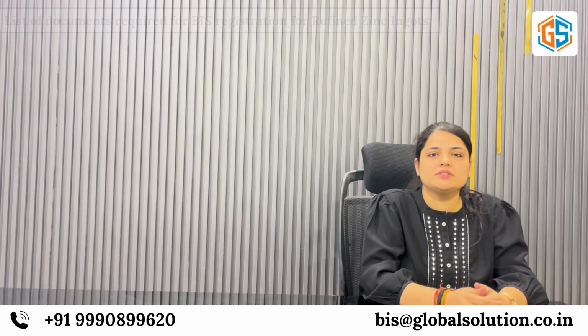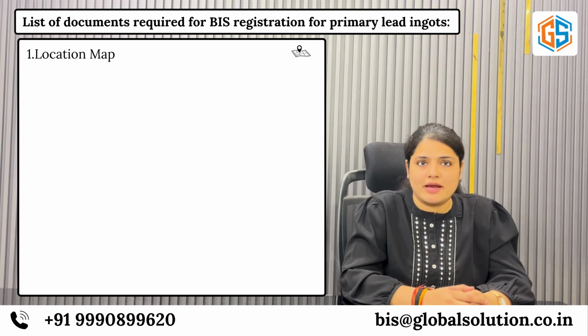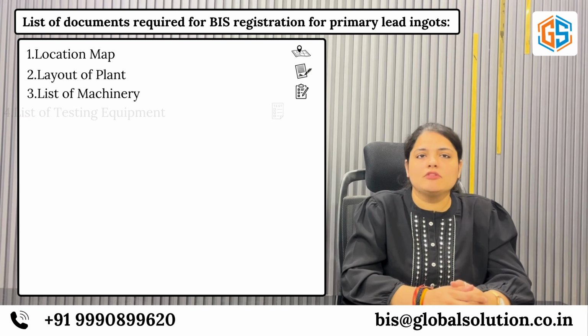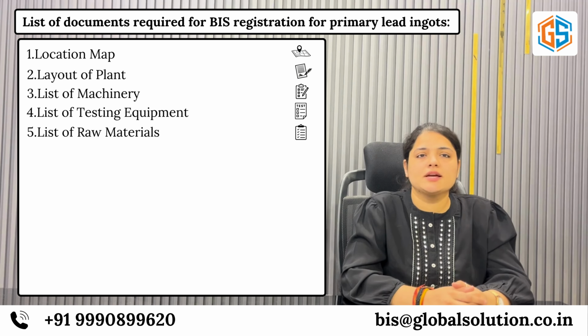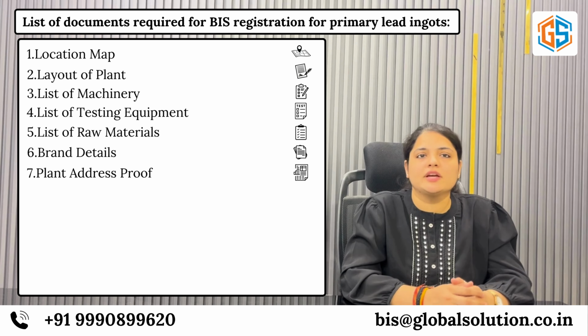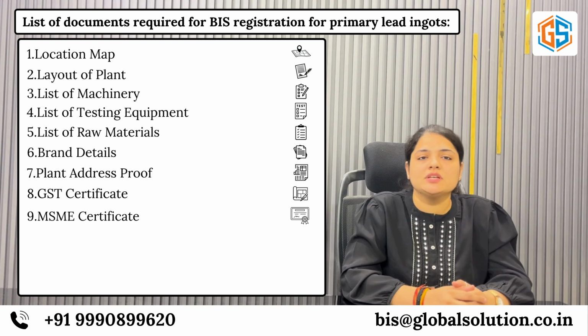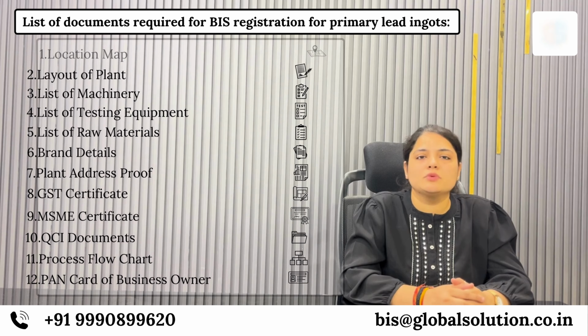Now we will talk about the list of documents required for BIS registration for refined zinc ingots. First, location map. Second, layout of plant. Third, list of machinery. Fourth, list of testing equipment. Fifth, list of raw materials. 6th, brand details. 7th, plant address proof. 8th, GST certificate. 9th, MSME certificate. 10th, QCI documents. 11th, process flow chart. 12th, PAN card of business owner.